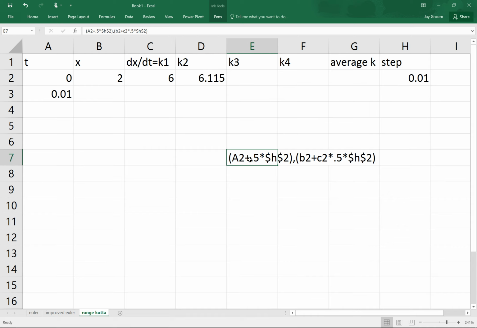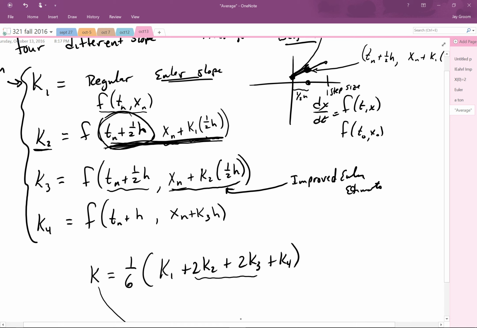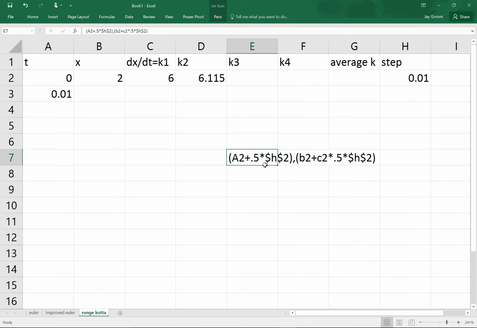Yes, it's that A2 plus 0.5 H2 and all that bit. But how is that going to be different for a y? So let's go look at it over here. For K2, this is the same. But we're going to be using a new value for our y value, or our x value rather. So I'm going to copy this and paste it right down here.